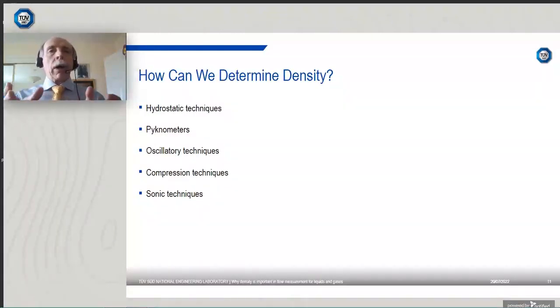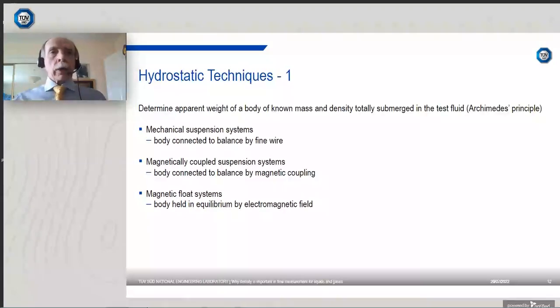And there are a number of ways that that can be implemented in practice. So I'm going to go through the techniques listed here and say a little bit about each of them in terms of the technique and its advantages and limitations. So let's start off with hydrostatic techniques, which are fairly close to, again, the fundamental SI definition.